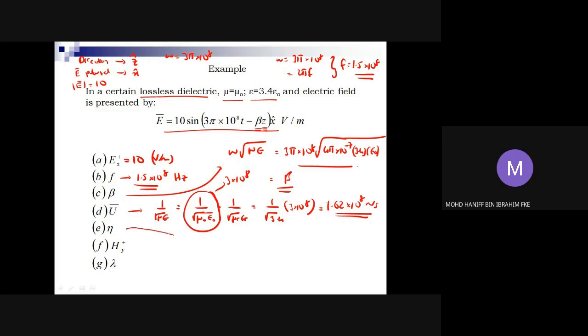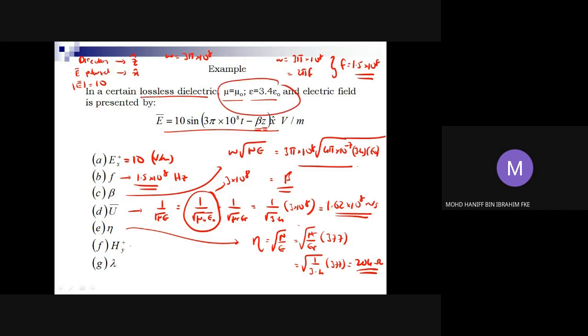And for the intrinsic impedance, eta, that should be based on root of mu over epsilon, which is root of mu r over epsilon r multiplied with 377. We have mu r equals 1, epsilon r equals 3.4, multiplied with 377. So what should be the value? It is 204. So the impedance for this given dielectric is 204 ohms. That should be your impedance for the given dielectric with the following properties.